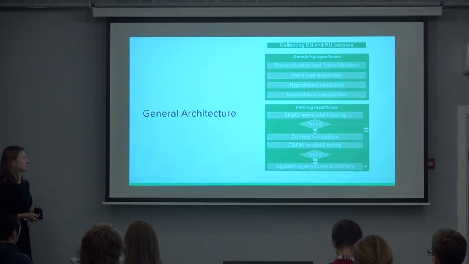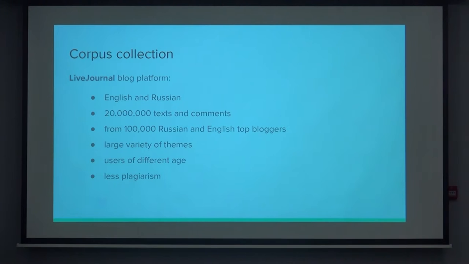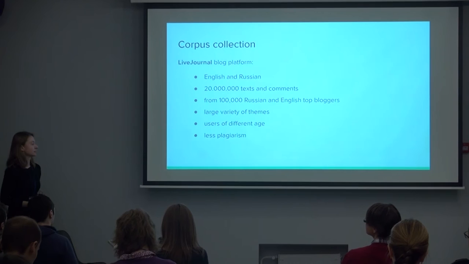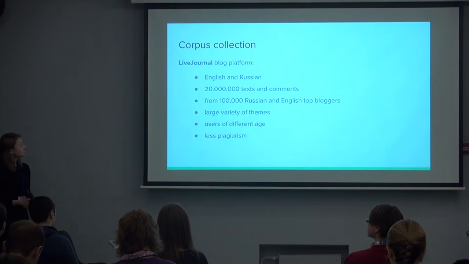The first thing we needed was to collect a social network corpus. We chose the Russian blog platform Live Journal. We decided that it contains more relevant texts than, for example, ВКонтакте or Twitter, because there are a lot of texts on different topics and themes, written by users of different ages and interests, and it has a smaller proportion of plagiarism, so we don't need to delete duplicates. We collected 10 million Russian texts and 10 million English texts, including comments.